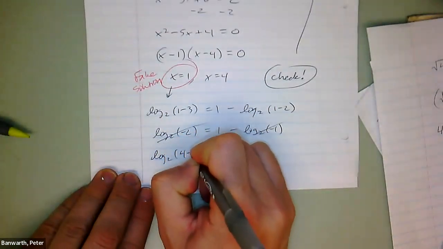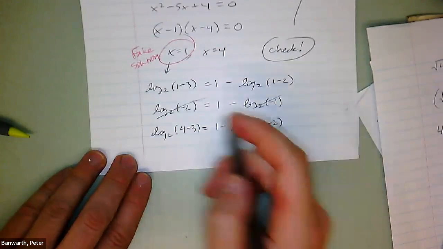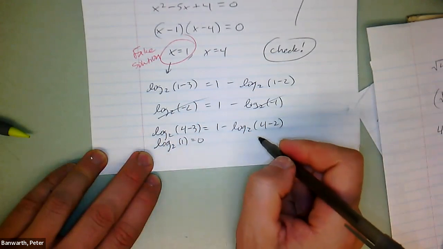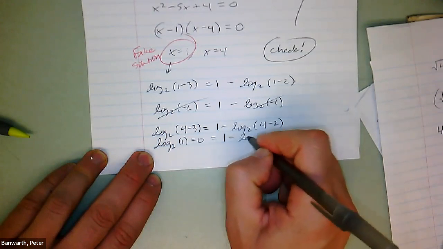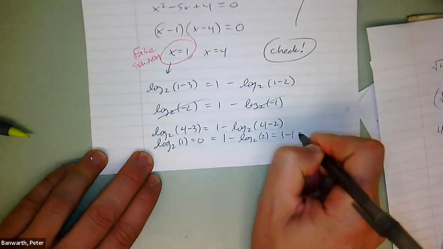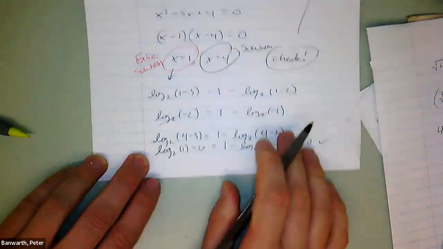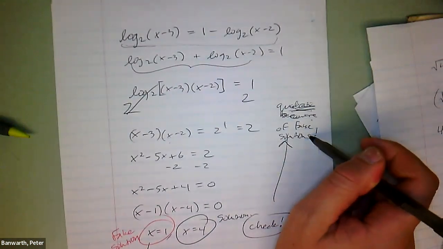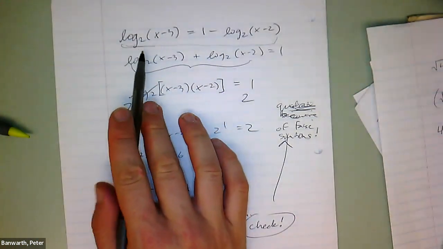Log base 2 of 4 minus 3 equals 1 minus log base 2 of 4 minus 2. This is better. Log base 2 of 1 is 0. So that's okay. And then I have 1 minus log base 2 of 2, which is 1 minus 1, which is 0. So that's okay. So that's my solution. So the lesson here is, especially when you have quadratics, beware of false solutions. And in general, just always check your answer. You get an answer, you get 2 answers, or 10 answers, check all of them.